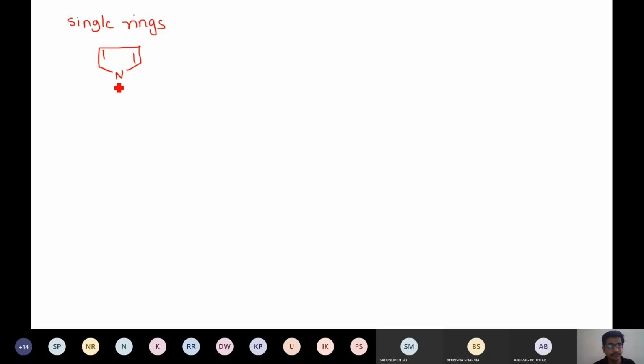The simplest one, anyone? Pyrrole. Okay. Now if I add more nitrogen here, can someone tell me the name? Imidazole. This is not imidazole. This is actually pyrazole. And this is actually imidazole.